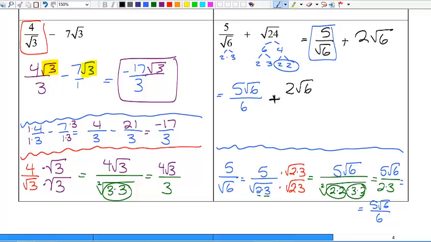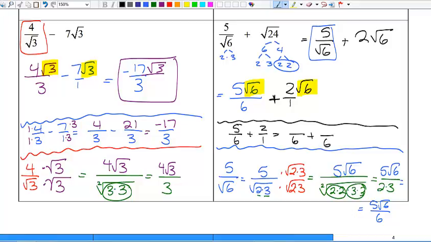Now, in order to add, I have to have like radicals. Do I have like radicals? Well, root 6 and root 6. Yes, I do. So because they're like radicals, I need to add the coefficients. 5 sixths plus 2, well, because 2 is a whole number, it might be better if we just made that into a fraction. So I have 5 sixths plus 2 over 1. If it was a whole number, I would just add it and move on. But because it's a fraction, I need to do a little bit of work here. I have to find an LCD so I can add fractions, which is 6.